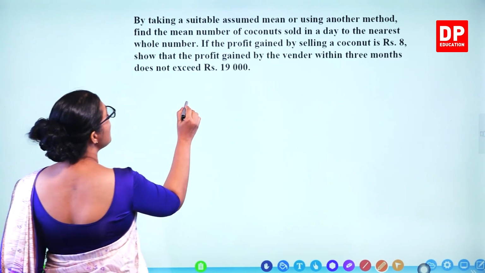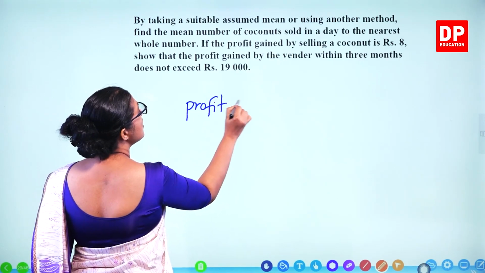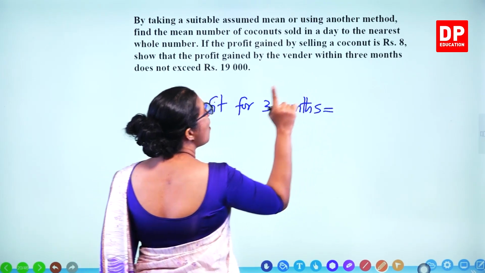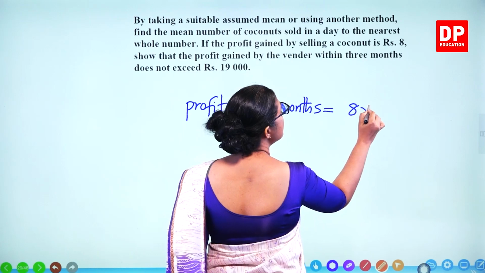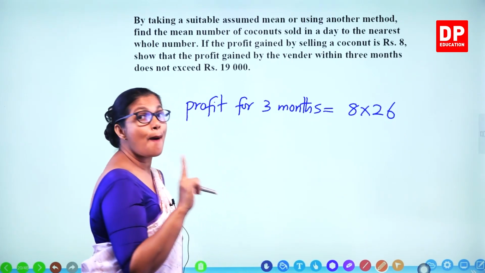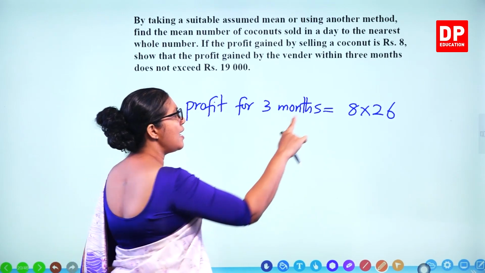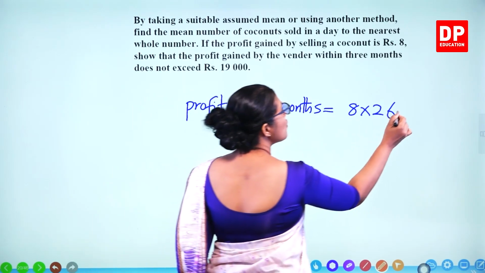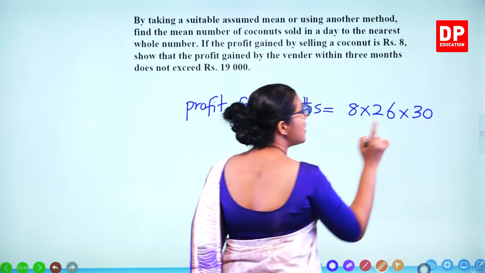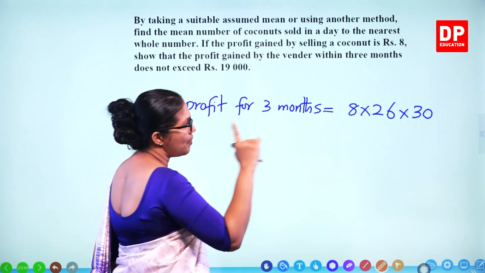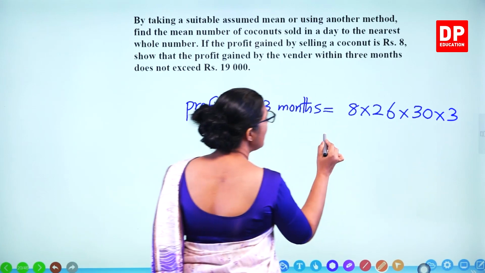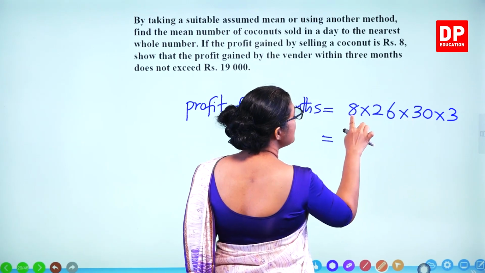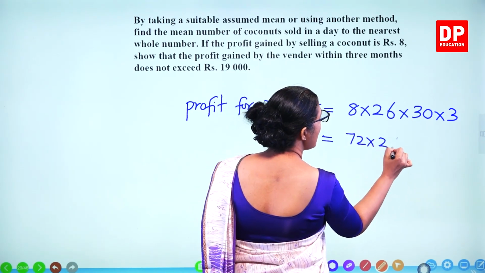So what is the profit? Total profit for 3 months. 1 coconut, 8 rupees. There are 26 coconuts per day, each with 8 rupee profit. So this is 1 day. Multiply by 30 to get 1 month. And then multiply by 3 to get 3 months. So what's the value? 3 times 3, 9. 9 times 8, 72 times 26, and you have to put a 0.